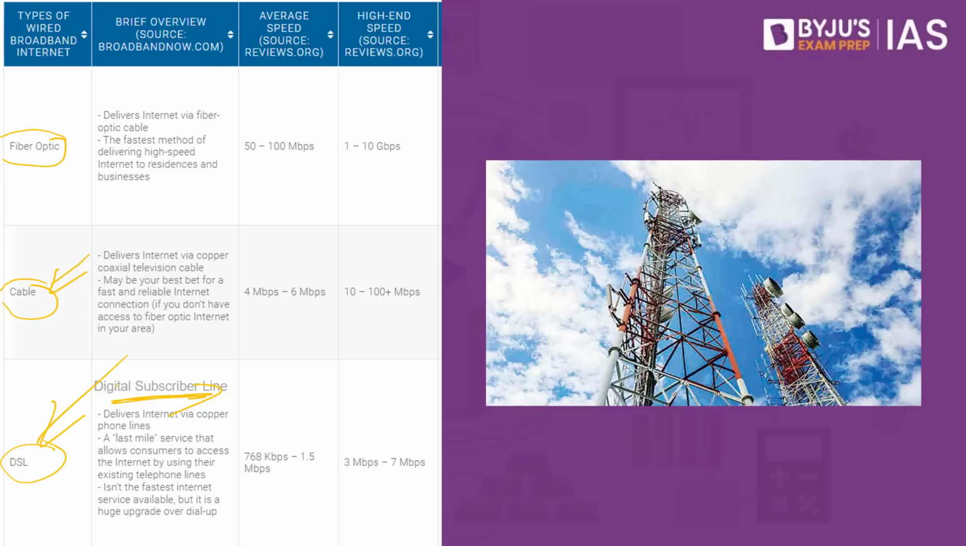If we speak about differences between fiber optic cable and DSL, fiber optic delivers internet via the fiber optic cable. It is the fastest method of delivering high-speed internet to residents and businesses, and the average speed is about 50 to 100 Mbps, and the higher end can go up to 1 to 10 gigabits per second. Now, cable delivers internet via copper coaxial television cable, may be your best bet for a fast and reliable internet connection, and it may go from 4 Mbps to 6 Mbps, and the high end is about 10 to 100 plus Mbps.